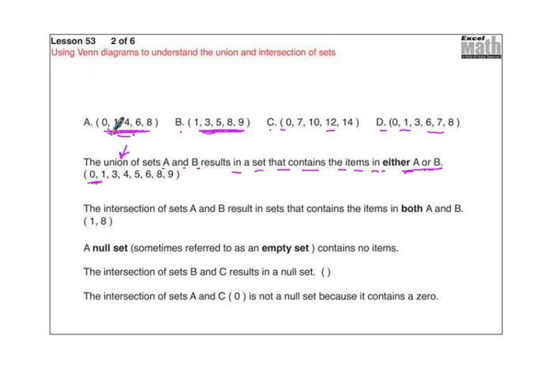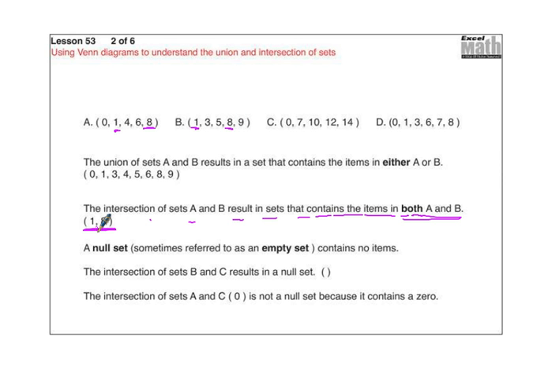So we have a 0 over here in the A, a 1 in both sets, it doesn't have to be in both, it could be in either, a 3 in B, a 4 over here in A, 5 in B, 6 in A, 8 in A, and 9 in B. So you can see these numbers are all the numbers from A and B. All right, the intersection of A and B results in a set that contains items in both A and B. They have to be in both sets. So the numbers 1 and 8 are in both sets.